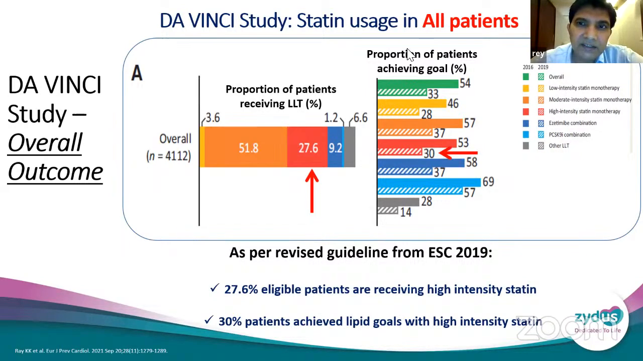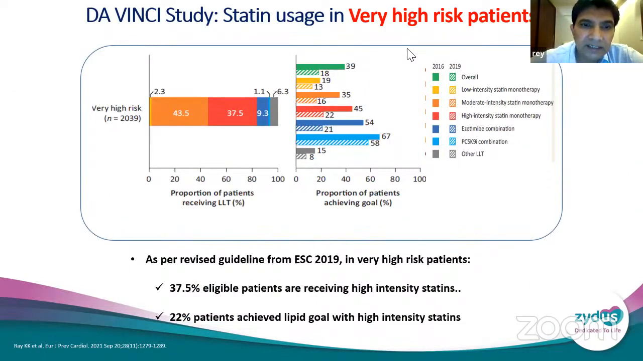In the very high risk group, as per the revised ESC 2019 guidelines, only 37.5% of eligible patients are receiving high intensity statins. And out of these, only 22% of patients achieved the lipid goal as per guidelines with a high intensity statin.